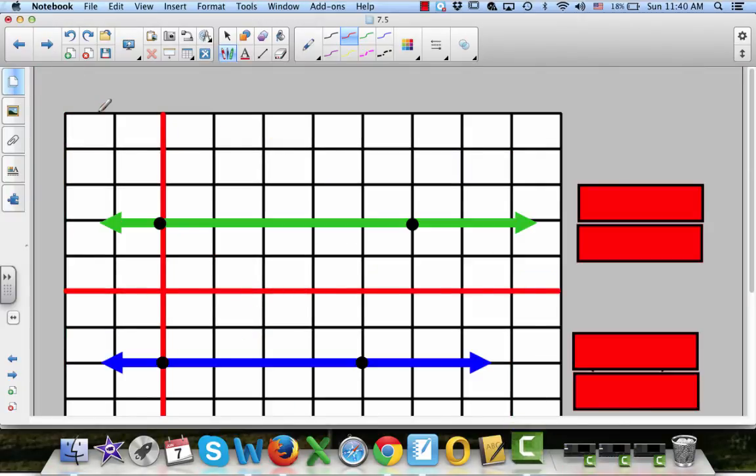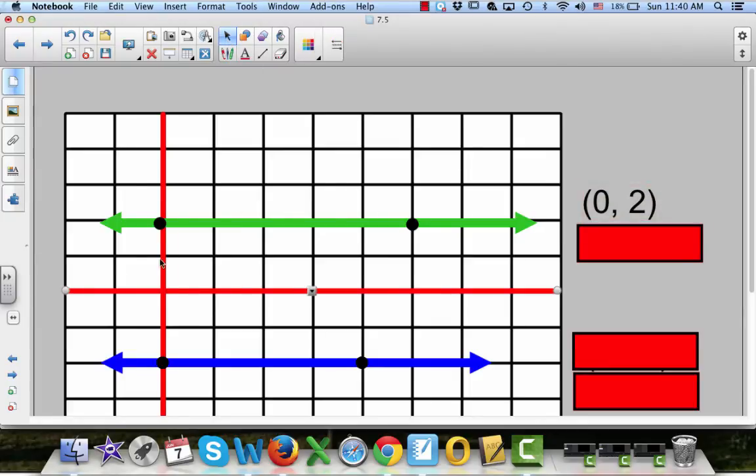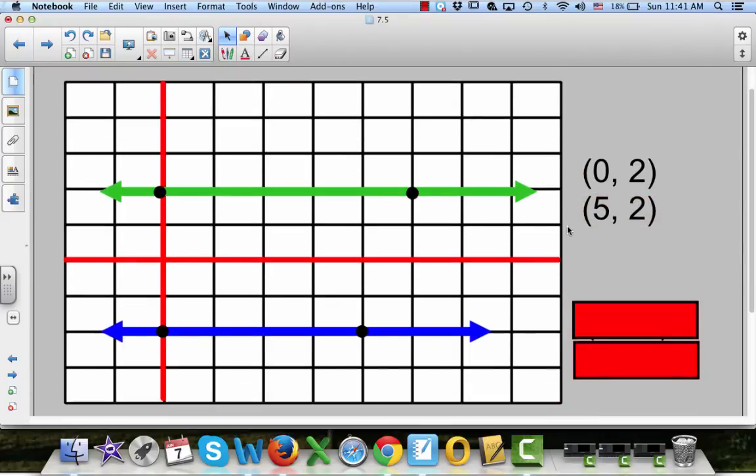Now, what about lines that just go straight across? Well, let's think about this now for a second. Let's figure it out. What kind of slope will it have? We've got a point of 0, 1, 2. So that's 0, 2. And then we've got 1, 2, 3, 4, 5 to the right, and 1, 2 up. So that's 5, 2. So let's do the slope of that line.